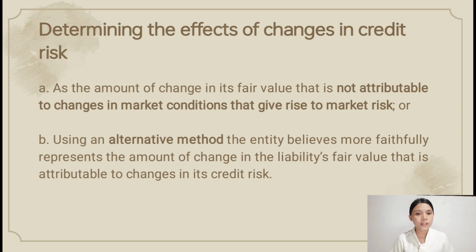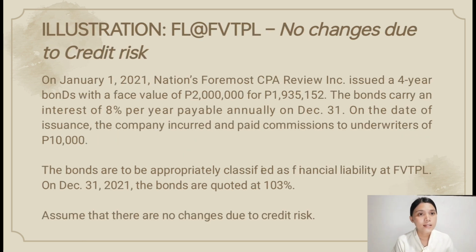So next, determining the effects of changes in credit risk. An entity shall determine the amount of change in fair value of the liability that is attributable to the changes in credit risk of that liability either as the amount of change in fair value that is not attributable to the changes in market conditions that give rise to market risk, or using an alternative method the entity believes more faithfully represents the amount of change in the liability's fair value that is attributable to the changes in its credit risk. So to fully understand this concept, let's apply this to a problem.